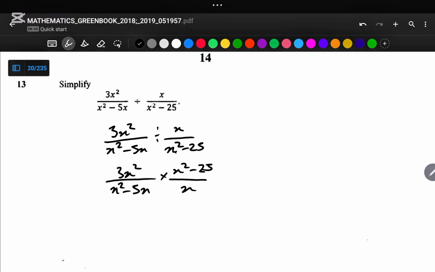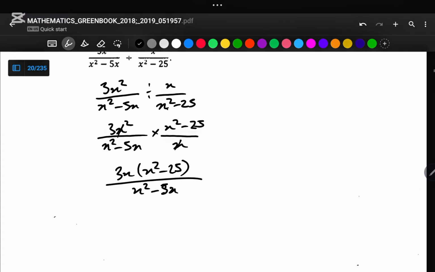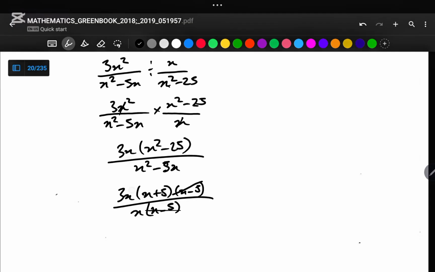What you can also do is cancel these x's. So we are now left with 3x times (x squared minus 25) divided by (x squared minus 5x). We can also factorize the numerator, because here we have a difference of two squares. So it is now 3x times (x plus 5)(x minus 5) divided by, if we factor out x on the denominator, x times (x minus 5). We have x minus 5 here and x minus 5 here, so we can cancel them. We also have x here and x here, so we are left with 3 times (x plus 5). This is our final answer. It is 3 times (x plus 5). And now we are done.